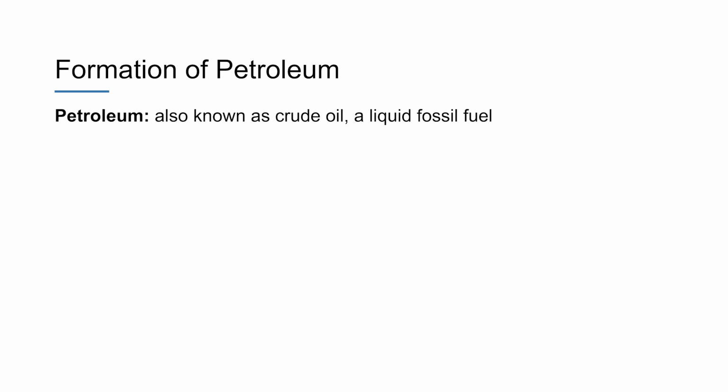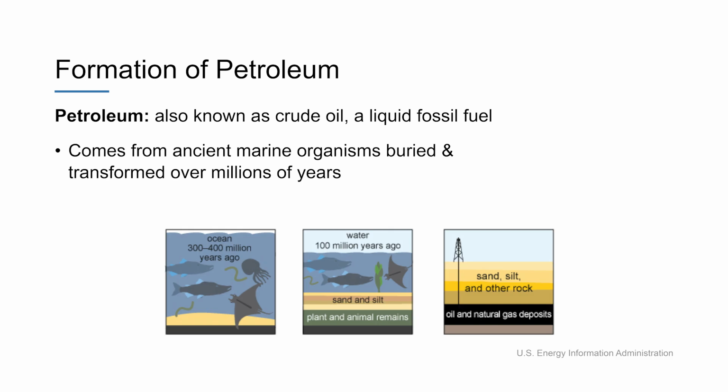Petroleum, also known as crude oil, is a liquid fossil fuel. This means that it comes from the decayed matter of ancient living organisms. So petroleum in specific comes from ancient marine organisms, ocean creatures that were buried and then transformed over the span of millions of years. So we can see in the images here, the ocean creatures become buried by layers of sediment, and then eventually they become oil.